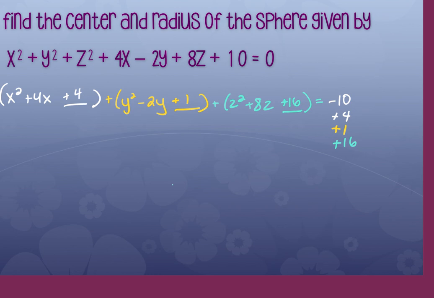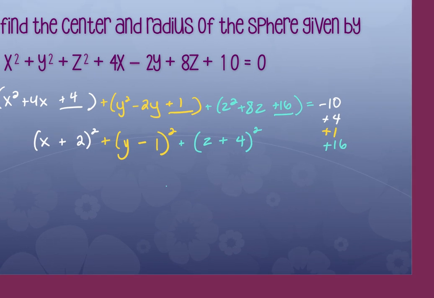Okay, now we factor. Square root the first term, square root the last term, take the sign from the middle, put it in the parentheses and square it. Repeat that for the y, square root the first term, square root the last term. This time the sign is negative, so we take the negative from the middle, put it in parentheses and square it. Last time for the z, square root the first term, square root the last term, take the sign from the middle, put it in parentheses and square it. And then negative 10 plus 4 is negative 6. Negative 6 plus 1 is negative 5. Negative 5 plus 16 is positive 11.